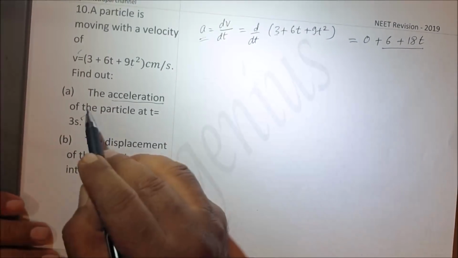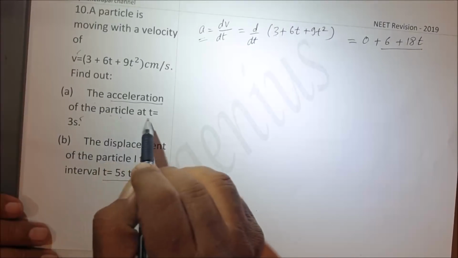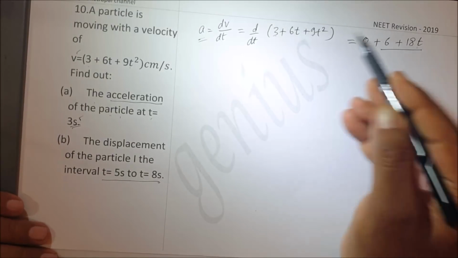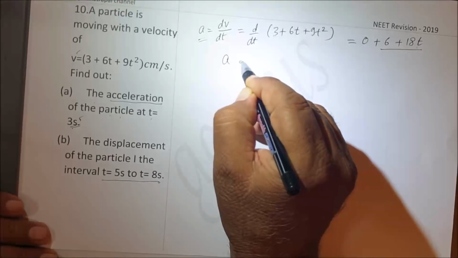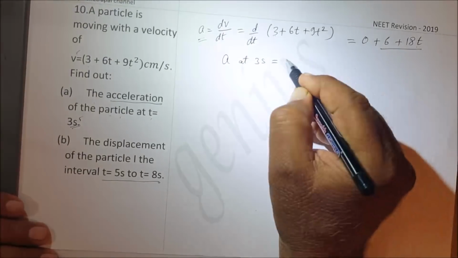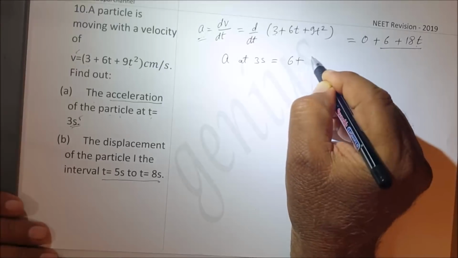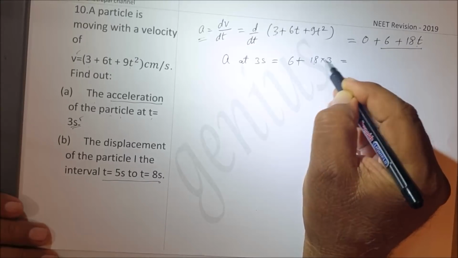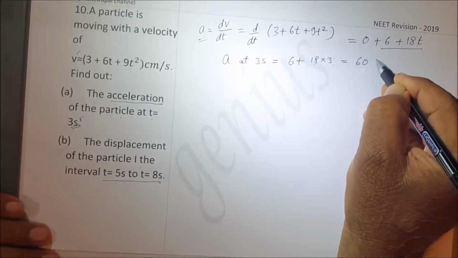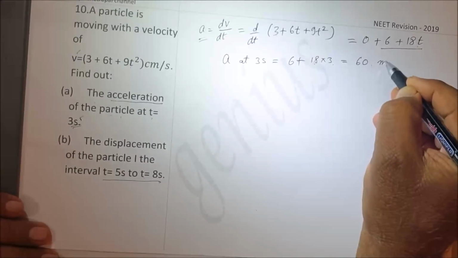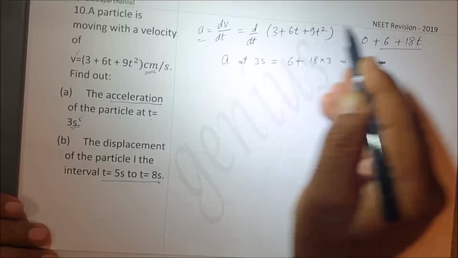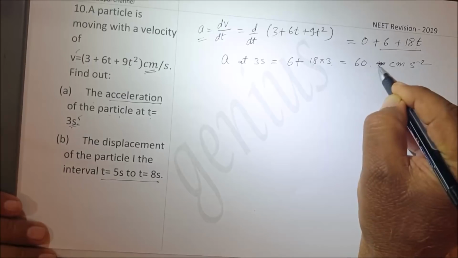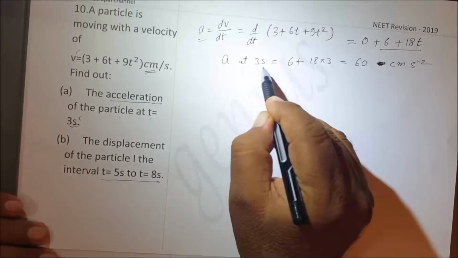Okay. Now, the question: acceleration of the particle at t equal to 3 seconds. We should put the value of t as 3 seconds. So acceleration at 3 seconds is equal to 6 plus 18 into 3. This is 18 3s are 54 plus 6, that is 60. The unit, not meter, it is centimeter per second square. Okay, this is acceleration at 3 seconds.